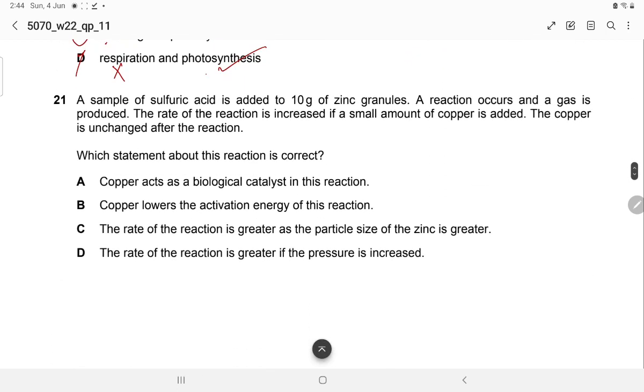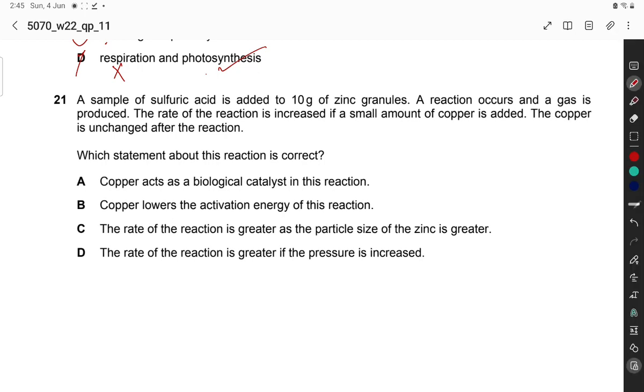Question number 21. A sample of sulfuric acid is added to 10 gram of zinc granules. A reaction occurs and a gas is produced. The rate of reaction is increased if a small amount of copper is added, and the copper is unchanged after the reaction. So because copper is unchanged after the reaction, copper acts as a catalyst. So which statement about this reaction is correct?